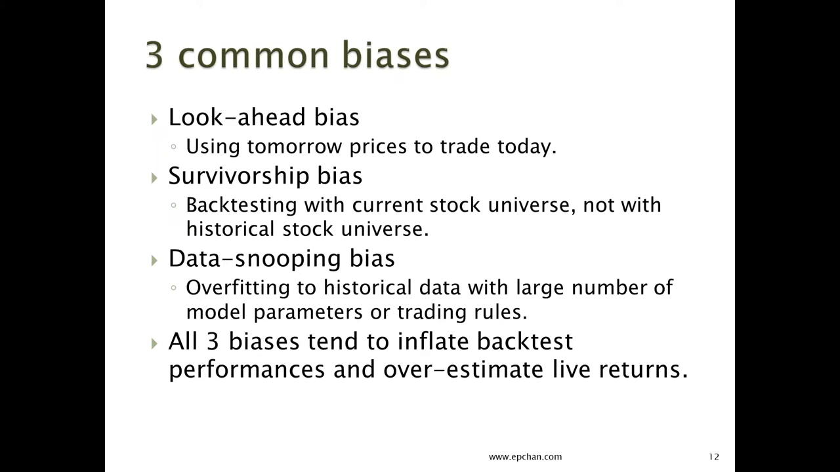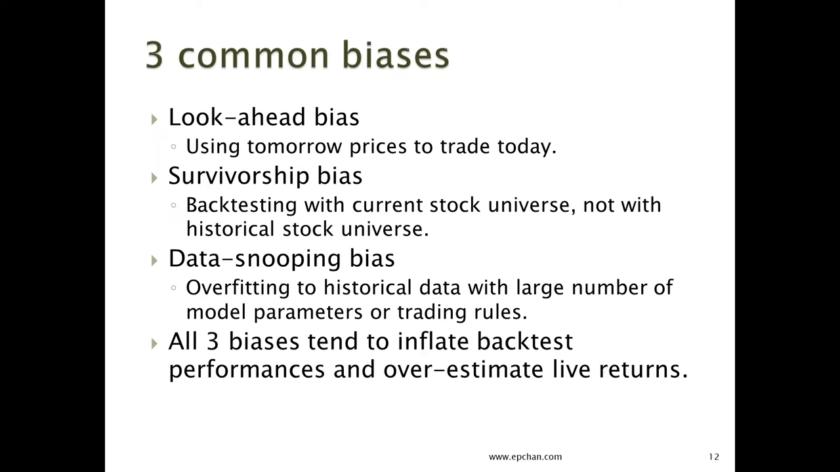So there are three kinds that I want to describe. One is look-ahead bias, essentially using tomorrow's prices to trade today. The second bias would be survivorship bias, something that we just talked about moments ago. Backtesting using the current stock universe, but not with a point-in-time universe or a historically accurate universe. And then thirdly, a data snooping bias, which is essentially overfitting to the historical data with a very complicated model with lots of parameters or trading rules.